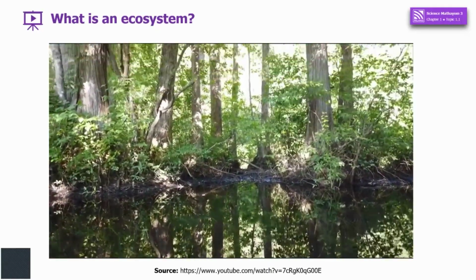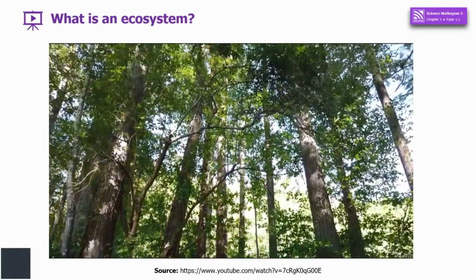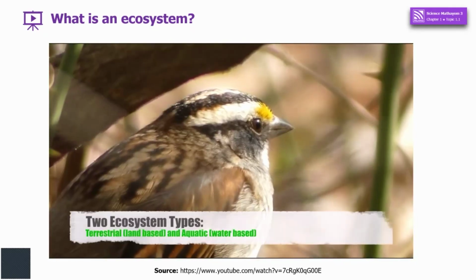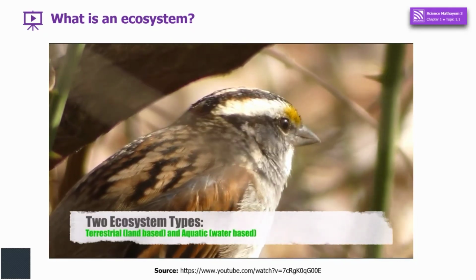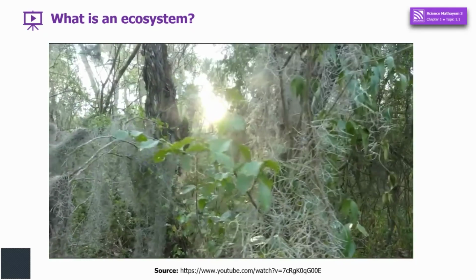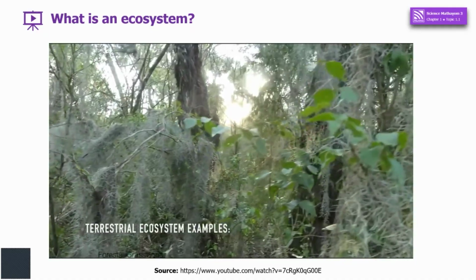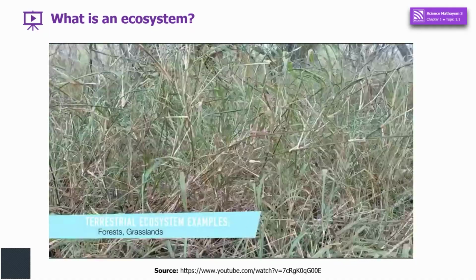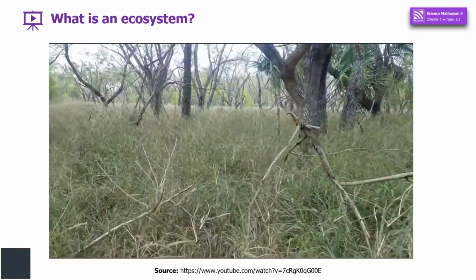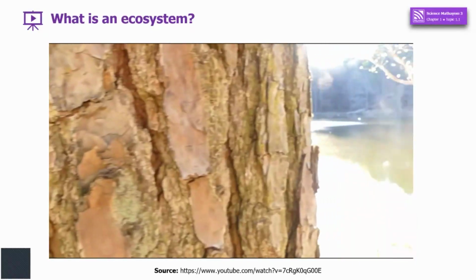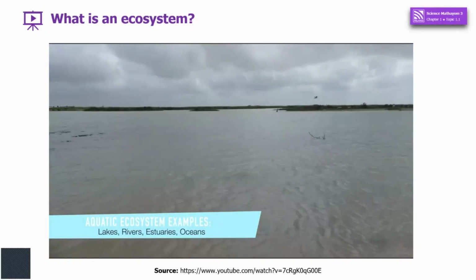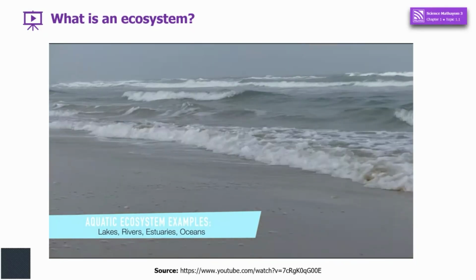We usually define ecosystems based on the types of plants and animals which can be found there. There are two main types of ecosystems, terrestrial and aquatic. Terrestrial ecosystems are land-based and include habitats such as forests and grasslands. Aquatic ecosystems are water-based and include habitats such as lakes, rivers, estuaries, and the ocean.